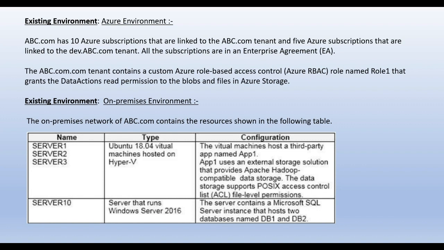Existing environment: on-premises side environment. The on-premises network of abc.com contains the resources shown in the following table. So we have 3 Ubuntu servers which run App1, and here's some more information about it, that the data storage supports POSIX access control list permissions. And we have a server that runs on Windows. The server contains Microsoft SQL Server instances that host 2 databases named DB1 and DB2. This information will be used later to answer the questions.